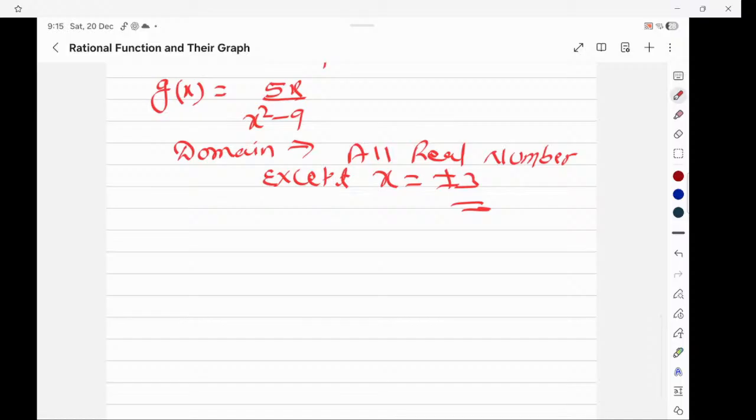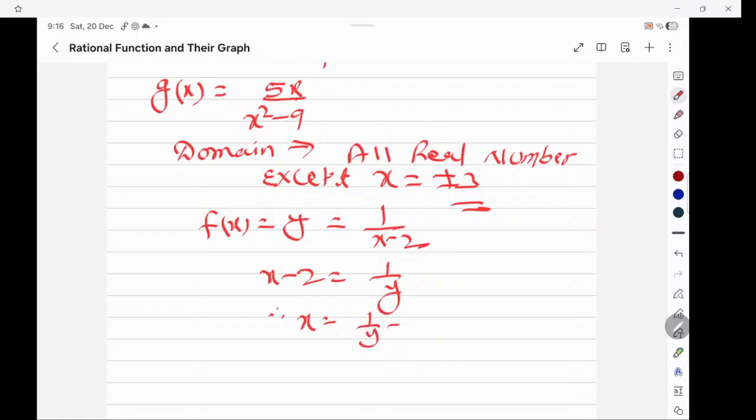Okay, my question is, how can we find the range of the given function? If I take f(x) equal to y equal to 1 over x minus 2, then x minus 2 is equal to 1 over y, and therefore x is equal to 1 over y plus 2.